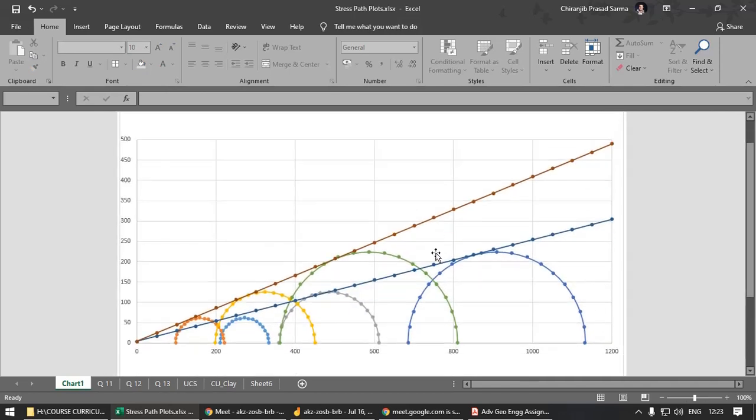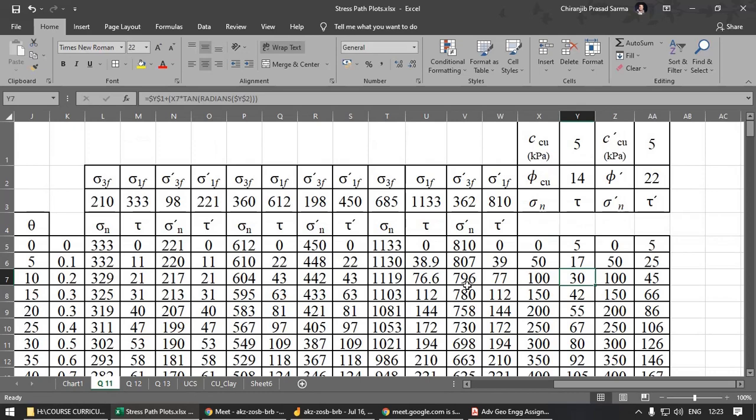So here you can see, this is the Mohr circle. These are the total stress Mohr circles, and we have the effective stress Mohr circles. The only thing is that we have subtracted the pore water pressure, so it has moved to the left. This circle moves to the left as soon as I consider the pore water pressure. So that is the effect. Very easy to do.